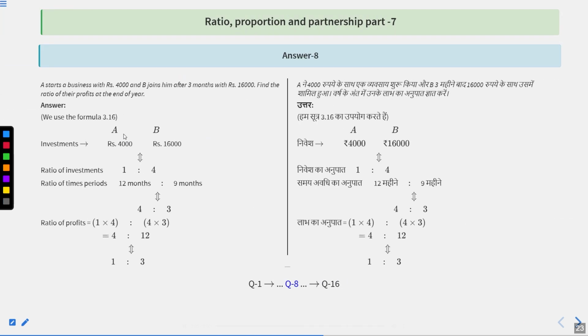Now it is given that the investments of A and B are 4,000 and 16,000. So when we make the ratio, it will become 1:4. Now the time period: A spent 12 months, B spent 9 months. When we simplify in ratio form, it will become 4:3. So we know that the ratio of profit will be time into amount. So 1 multiplied by 4, and 4 multiplied by 3, which will become 4:12. When we simplify it, we get 1:3. So the profit ratio of A and B will be 1:3.